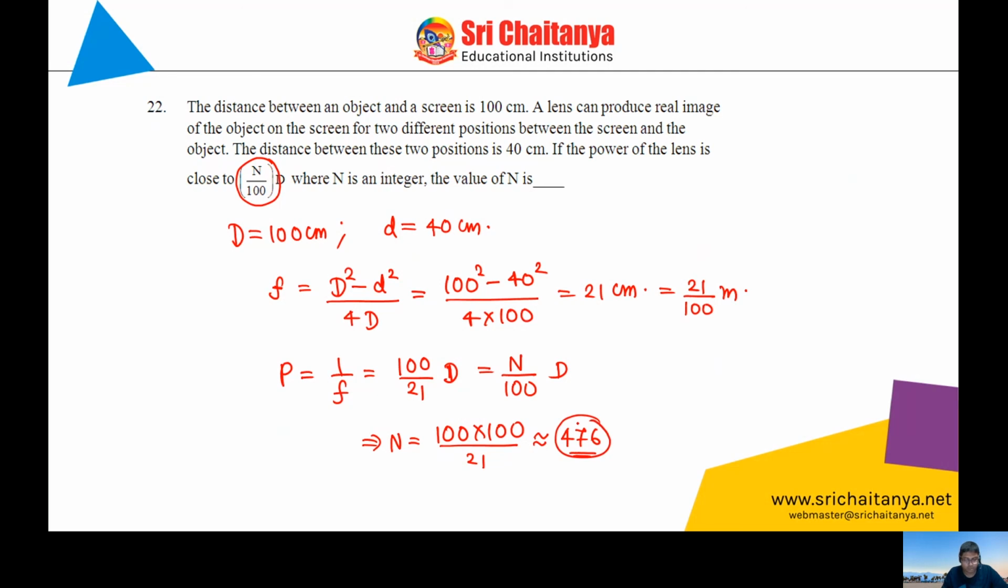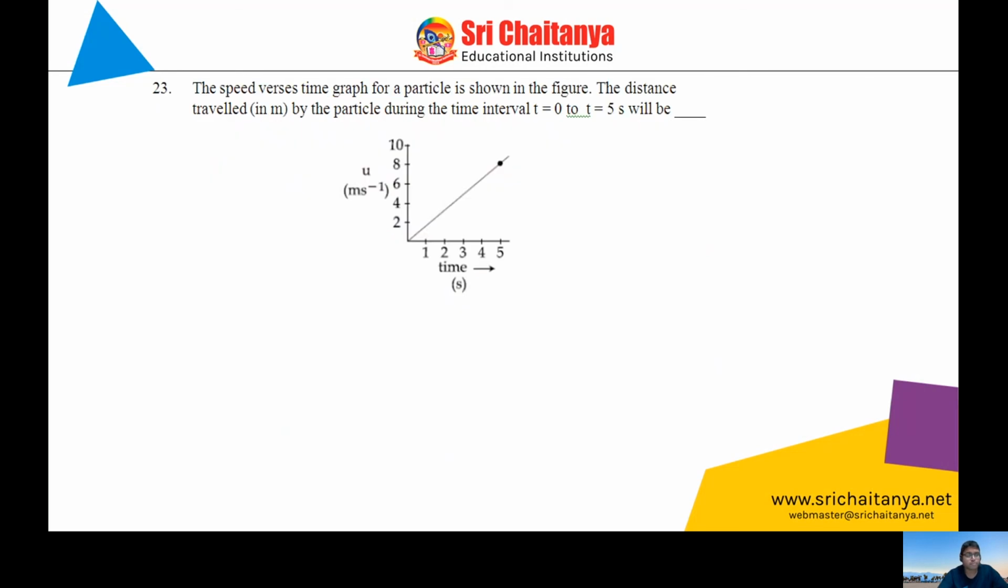Okay, so that is for question number 22. Now let's move on to question number 23. Question number 23 is the simplest question. The speed versus time graph of a particle is shown in the figure. The distance traveled in meters by the particle during the time interval t equal to 0 to t equal to 5 is asked.